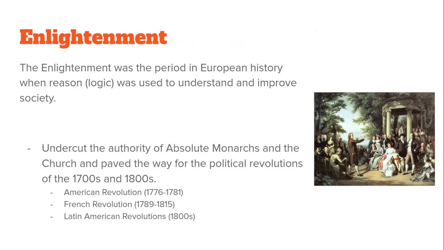Now, these thoughts are going to undercut and undermine the authority of two major sources of authority during this time period, and that's going to be absolute monarchs, all right, and also the Roman Catholic Church. Now, these ideas not only are going to resist the authority of monarchs and the Roman Catholic Church, but it's also going to lead to some pretty incredible revolutions throughout world history. And those revolutions include the American Revolution, go USA, the French Revolution, and also the Latin American revolutions. Now, all of these revolutions have their roots in the Enlightenment, and we'll see that when we get to those.